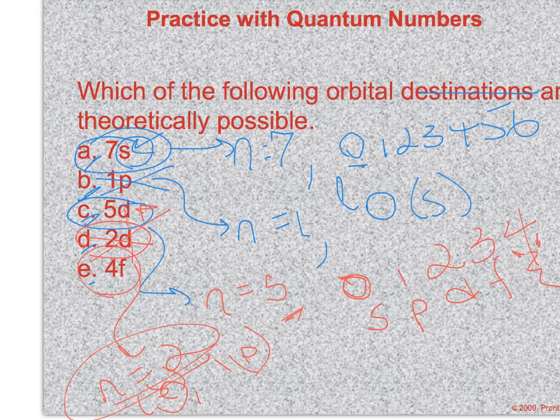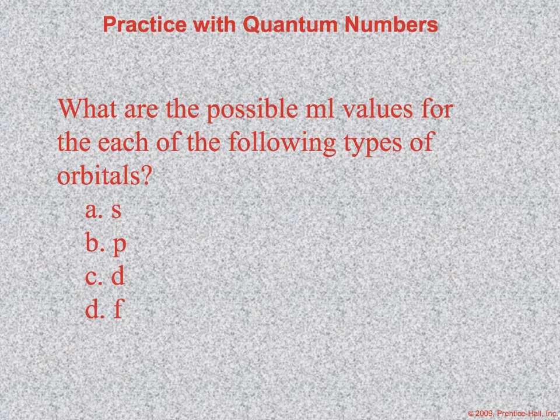So no D sublevels in the 2nd energy level. Let's look at the last one, E. If n equals 4, L can be 0, 1, 2, and 3. So in the 4th energy level, we can have S, P, D, and F orbitals. So 4F is perfectly fine for the 4th energy level. So A, C, and E are all allowed. B and D are not.